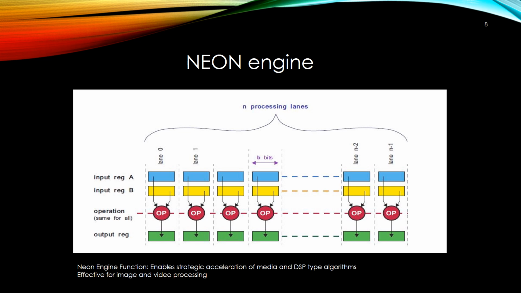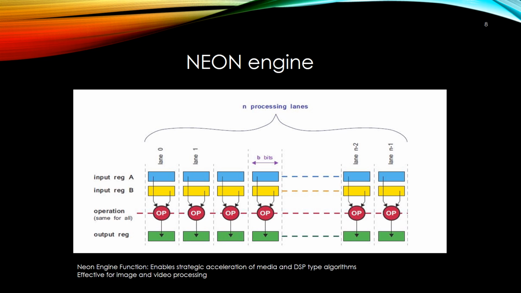The Neon Engine provides single instruction multiple data, also referred to as SIMD, which facilitates and enables the strategic acceleration of media and DSP type algorithms. The Neon engine can accept multiple sets of input vectors upon which the same operation is performed simultaneously to provide the corresponding set of output vectors. This style of computation caters well to applications like image and video processing, which operate on a large number of data samples simultaneously, and inherently parallel generic signal processing functions such as finite impulse response filters and fast Fourier transforms.